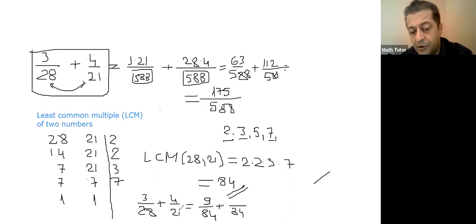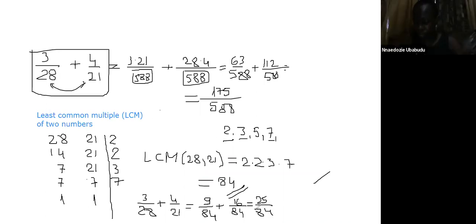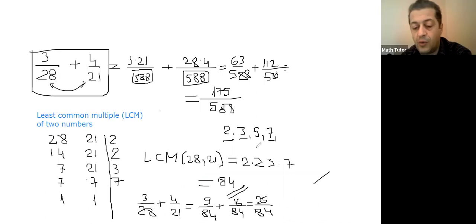In order to find the number 84, the number 21 has been multiplied by 4. This should be done also for the numerator. So we have 4 times 4, 16 here. The result is 25 divided by 84. Isn't it? Yes, sir. But you can say why we obtained two different numbers here.